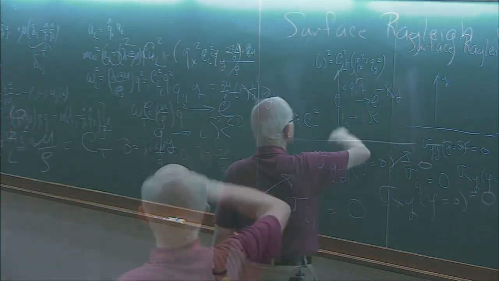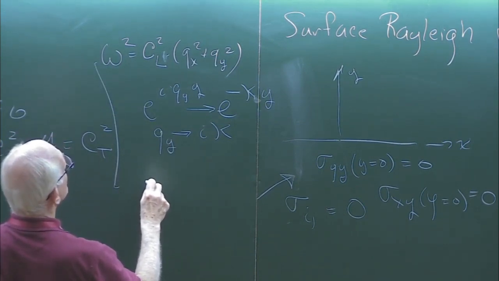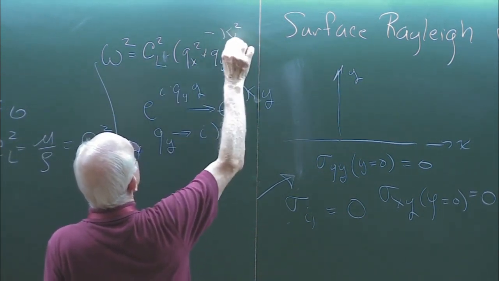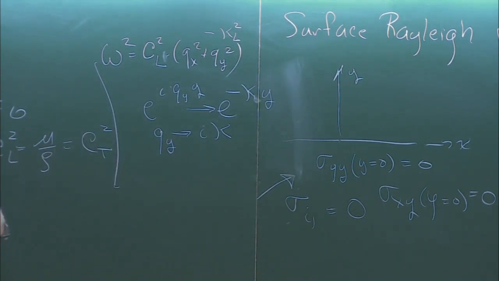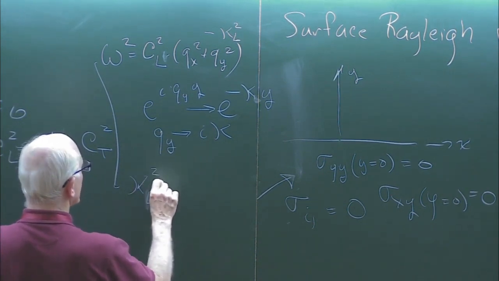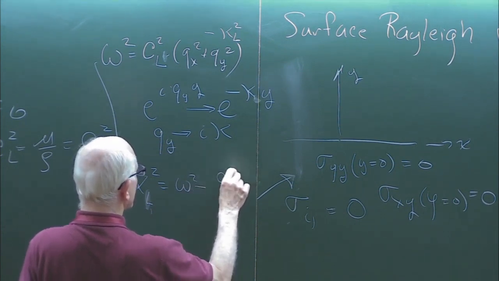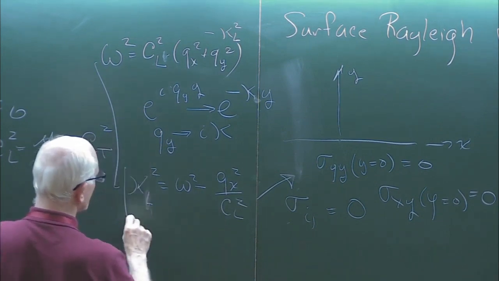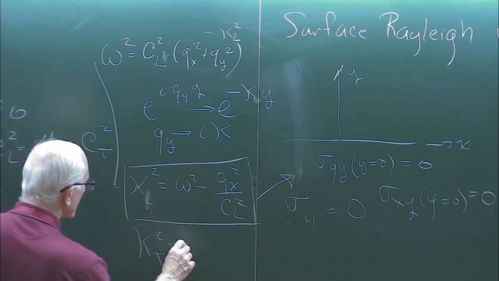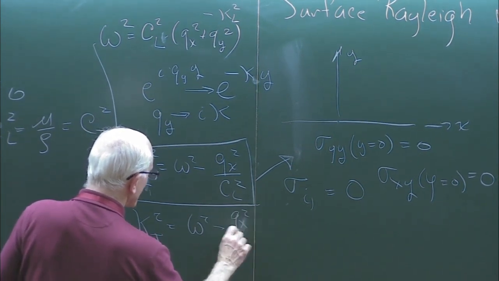And we have two different versions of this. So from this equation, this becomes q squared minus kappa squared. And it's a longitudinal part. So I put kappa longitudinal for the rate of decay of the longitudinal part. And that gives me then that kappa longitudinal squared is equal to omega squared minus qx squared over CL squared. And of course, I will have a matching one that kappa T squared is equal to omega squared minus qx squared over CT squared.